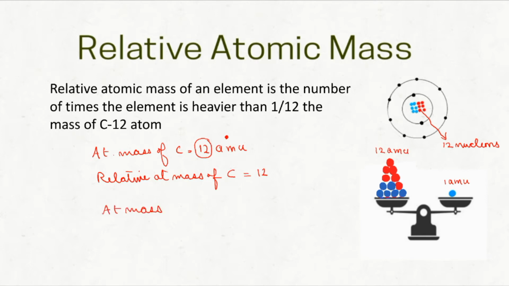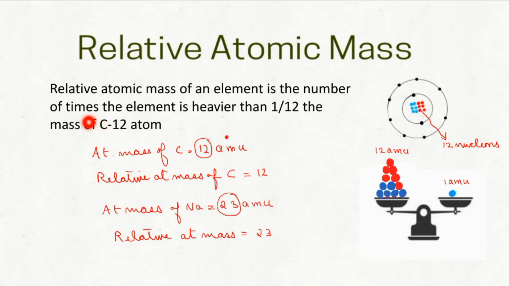Consider another element, sodium. Atomic mass of sodium will be equal to 23 AMU, because in sodium 23 nucleons are present. So what is the relative atomic mass of sodium? That will be equal to 23 only. What do you mean by that? One atom of sodium is 23 times heavier than 1 AMU. 1 AMU means 1 nucleon, and in a sodium atom, 23 nucleons are present. So remember, whenever we are writing relative atomic mass, we won't be writing any unit with it. It is only a number.